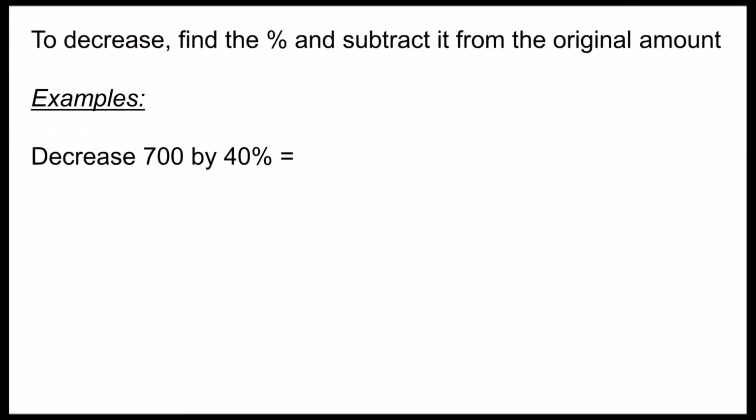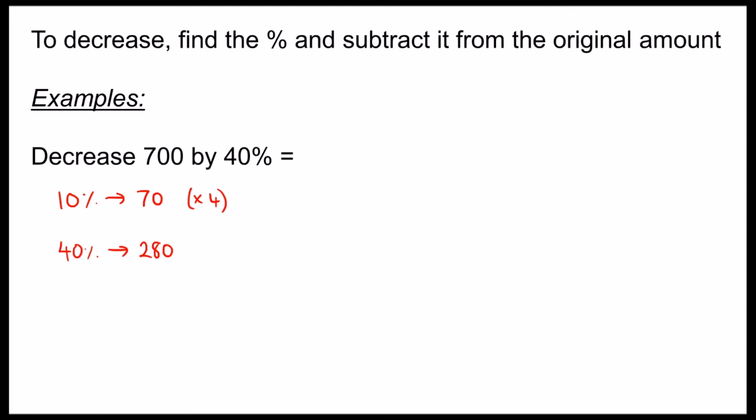If, however, I'm asked to decrease by a given percentage, I need to find that percentage but subtract it from the original amount. In my example, I'm asked to decrease 700 by 40%. So, the first thing I want to do is work out what 40% of 700 is. I can say that 10% of 700 would be 700 divided by 10, which is 70, and to get 40%, I want 4 lots of this. So therefore 40% is 70 times 4, which is 280.